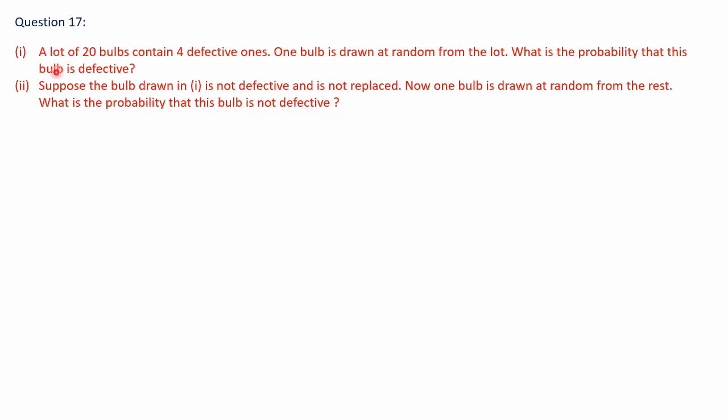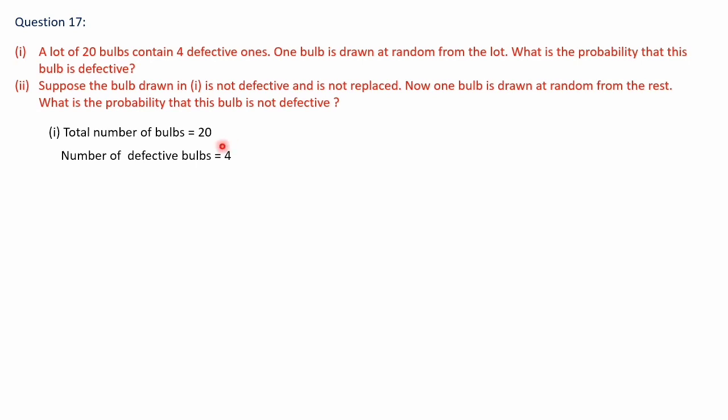Here two parts are there. A lot of 20 bulbs contains 4 defective ones, so 4 defective ones and a total of 20 bulbs means 16 good ones. One bulb is drawn at random from the lot. What is the probability that the bulb is defective? It is a direct question, so let's solve that first. Total number of bulbs we have is 20 and defective ones are given as 4. The question is, what is the probability that this bulb is defective if you have taken one bulb?